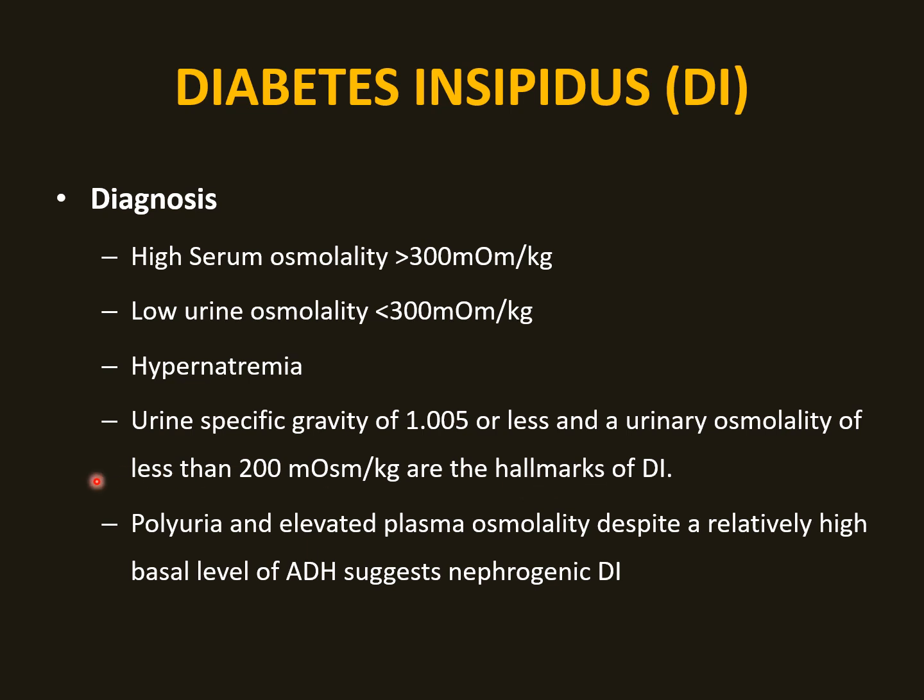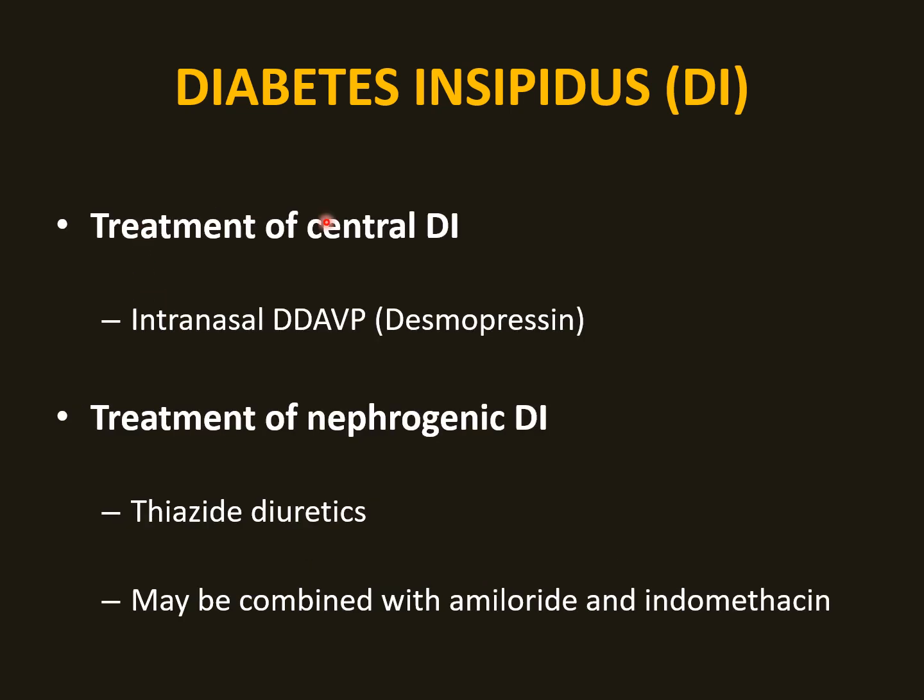for diabetes insipidus. Polyuria and elevated plasma osmolarity despite a relative high basal level of ADH suggest nephrogenic diabetes insipidus. So if you have a similar case but the ADH level is high, this indicates that the kidney is not responding to the ADH. The treatment of diabetes insipidus for the central one is DDAVP or desmopressin. The treatment of nephrogenic diabetes insipidus, thiazide diuretics may be combined with amiloride and indomethacin.